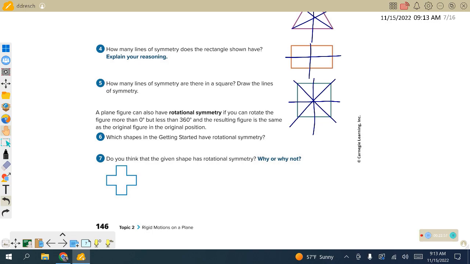Rotational symmetry, and here is the kind of catch with it. We saw some that worked on the other page, but we said in order for it to work, we had to do a full rotation, 360 degrees. Rotational symmetry, the way we define it though, is if you can rotate the figure more than zero, but less than 360. So it can't work for a 360.